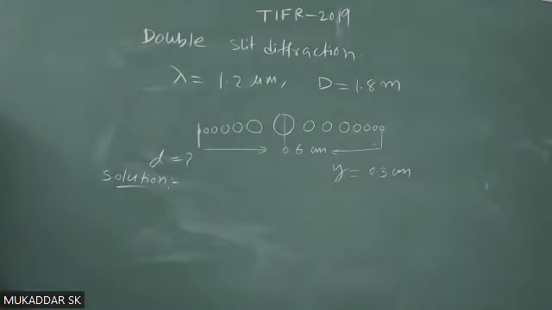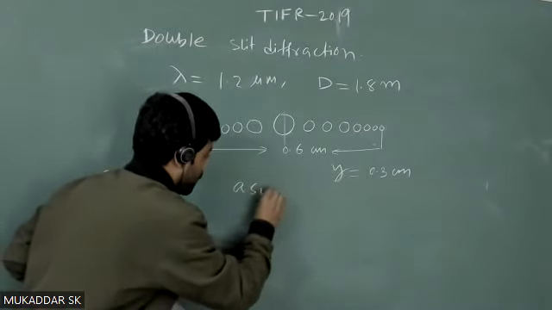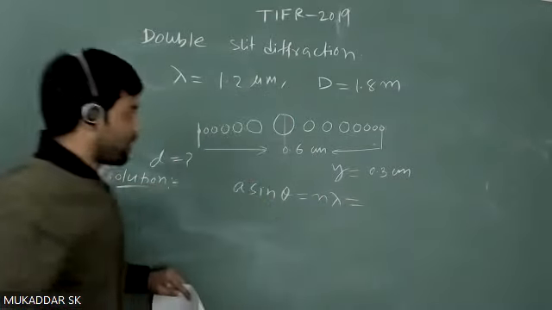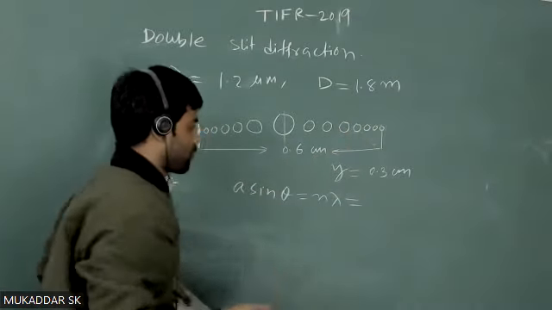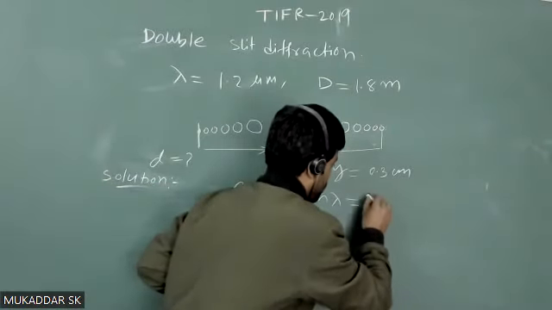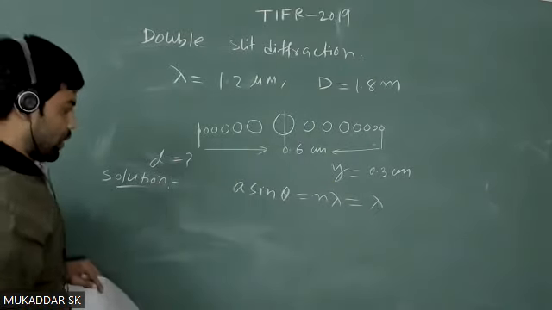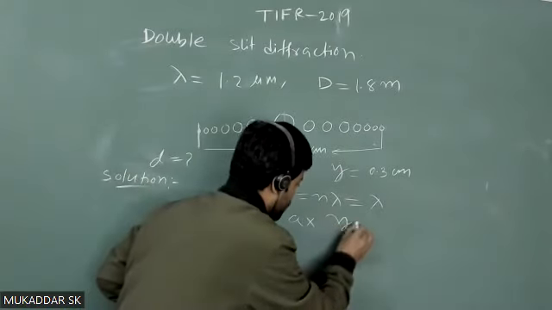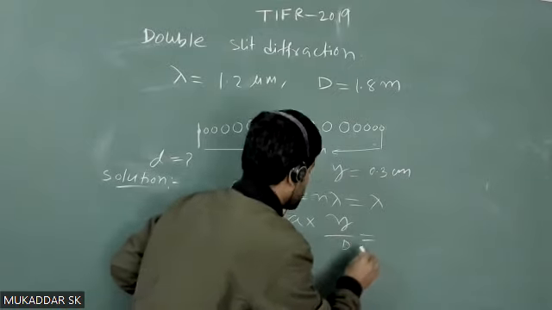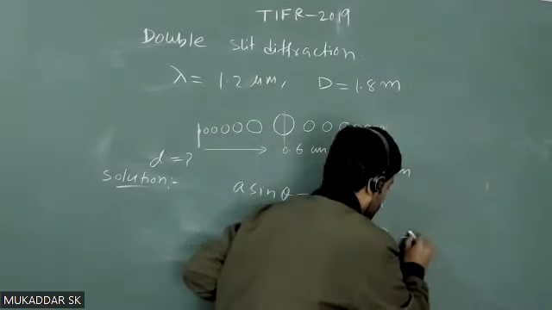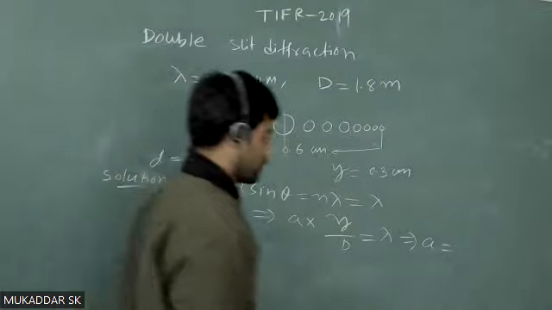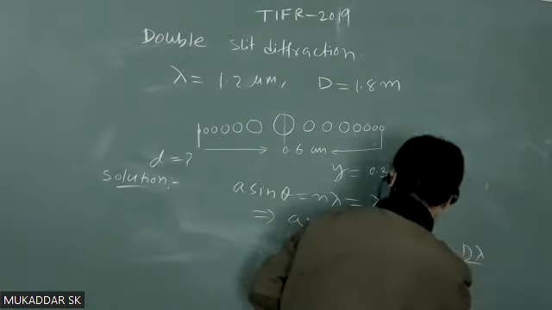Now I use the condition of primary minima, that is a sine theta equals n lambda. For the first primary minima, n will be 1, so it will be simply lambda. Now we know sine theta is nothing but y by D, and that should equal lambda. From here I'll get the value of a, which is the slit width. That should be equal to D lambda by y.